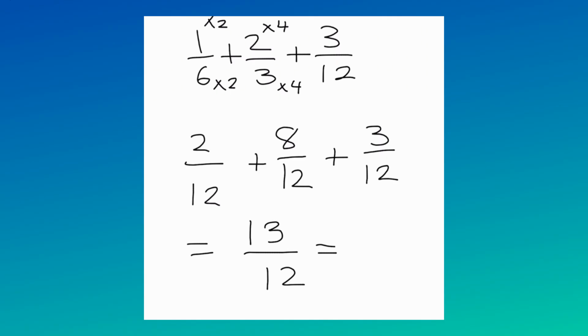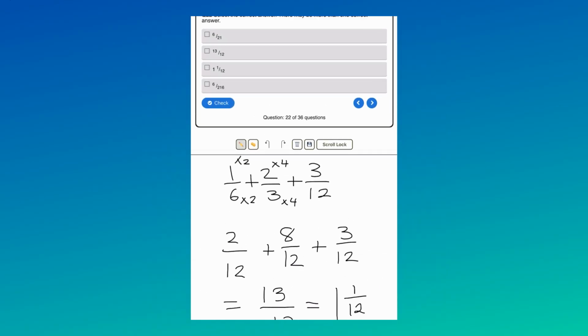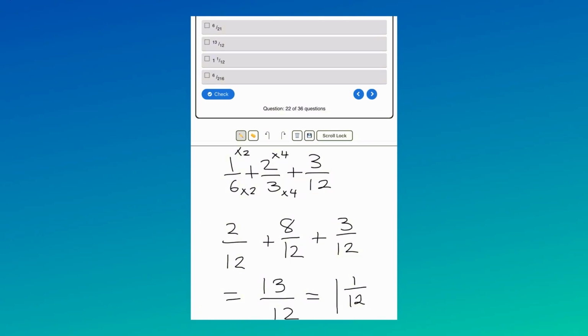So I say, how many 12s go into 13? It's 1. And our remainder is 1, and then we put our denominator here, which is 1 and 1/12. So we've got two answers here, 13 twelfths and 1 and 1/12.